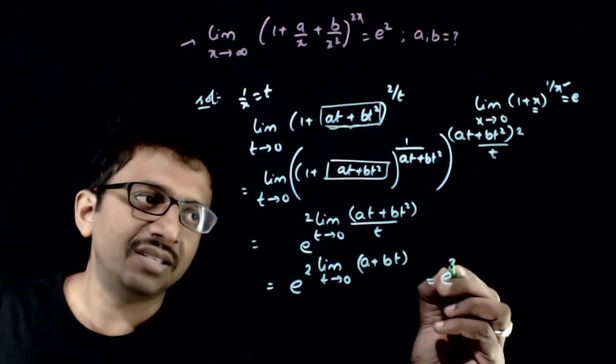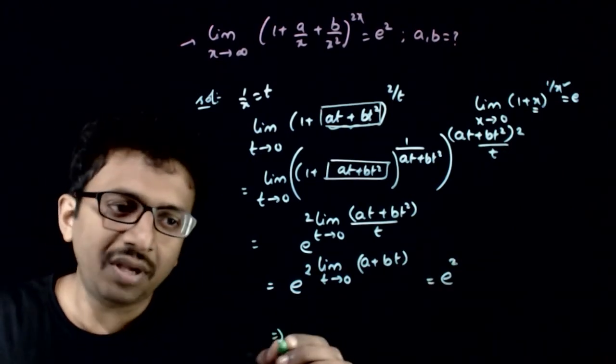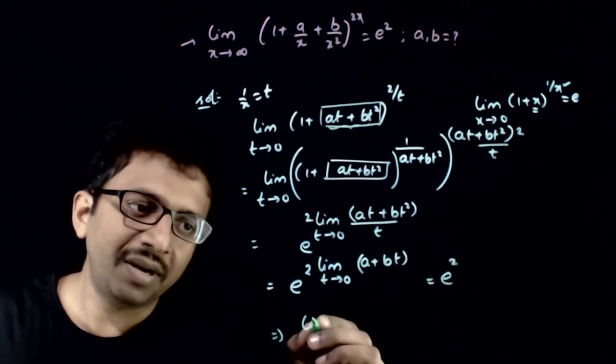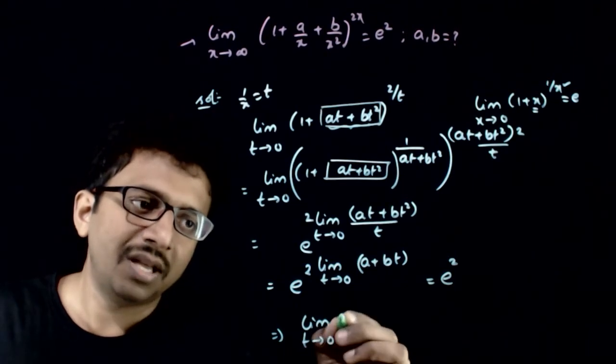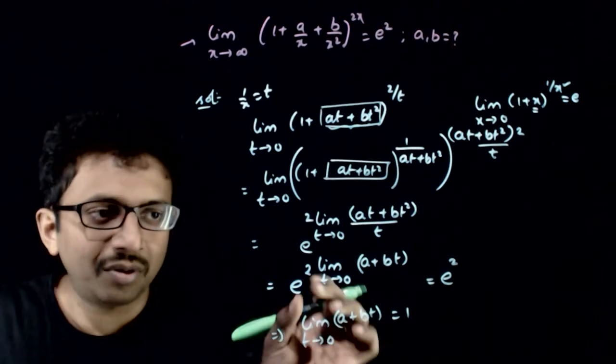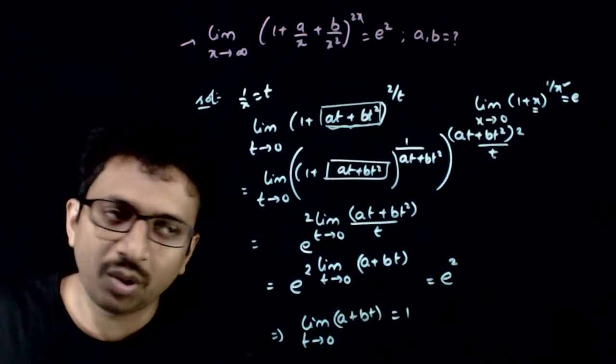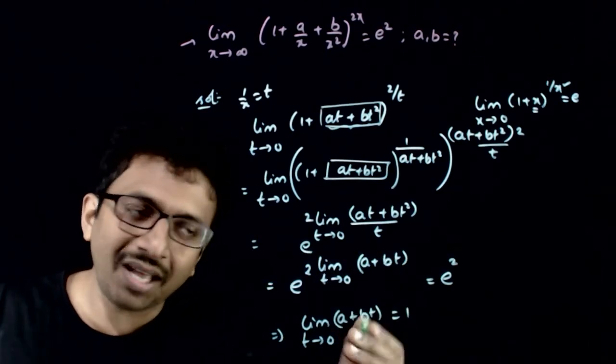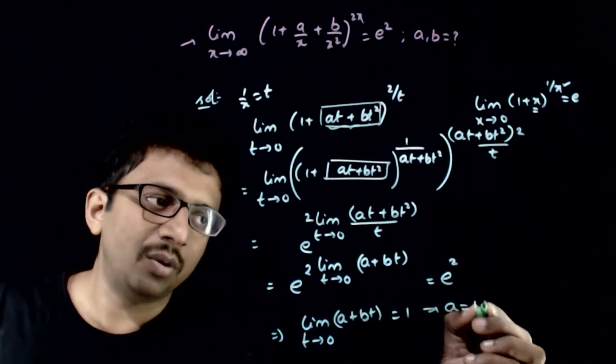And this is given as e². So if you equate these two, you get limit t tends to 0 of a + bt has to be equal to 1, right? Because e² is already there, this has to be equal to 1. And this limit is nothing but a. So a has to be equal to 1.